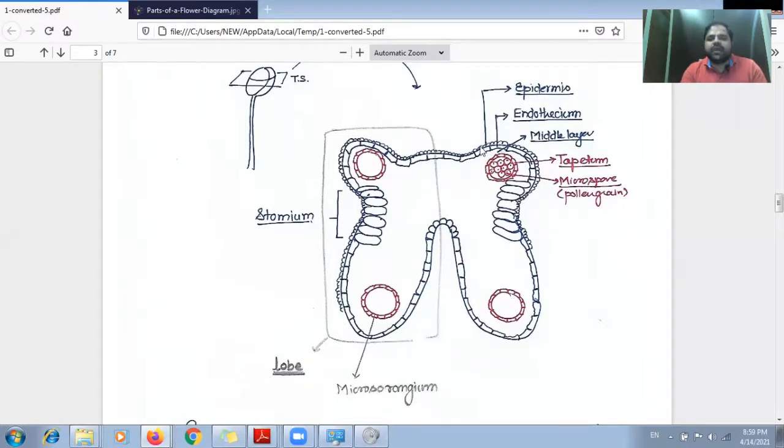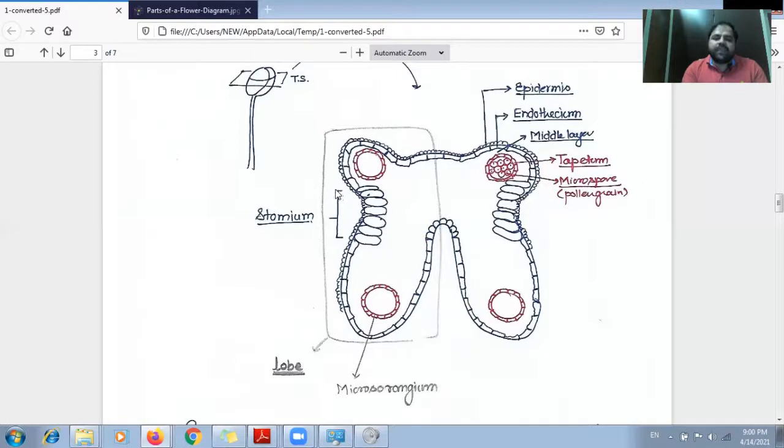We can see here the outermost layer of cells is called the epidermis, and below this epidermis, endothecium cells are there. These are specialized cells, and the name of this layer is endothecium. Below the endothecium there is a middle layer, and the microsporangium is surrounded by a special kind of cell called the tapetum, and inside the tapetum there are a lot of microspores or pollen grains. So this is the structure of an anther.